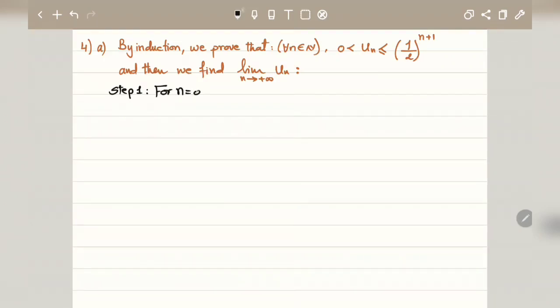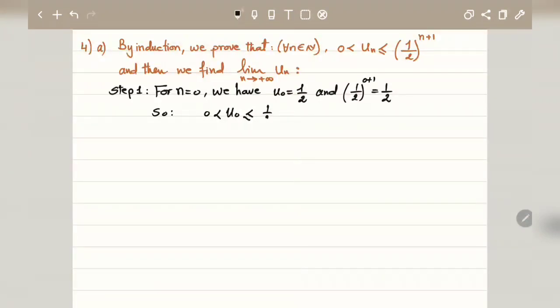for n equals 0, we have u0 equals 1/2 and 1/2 power 0 plus 1 equals 1/2. So u0 is strictly positive and smaller than or equal to 1 over 2 power 0 plus 1.